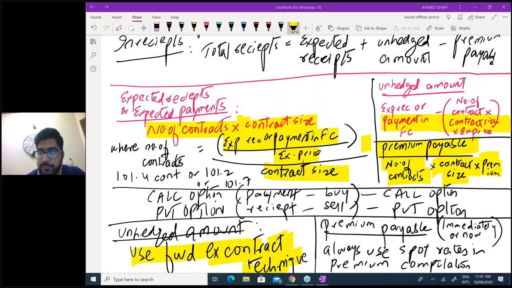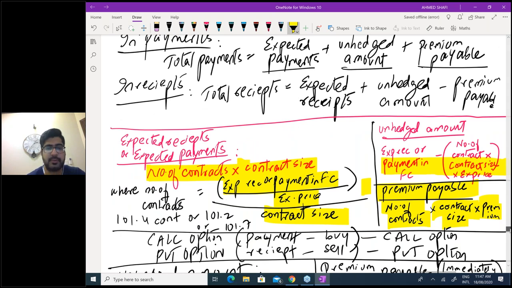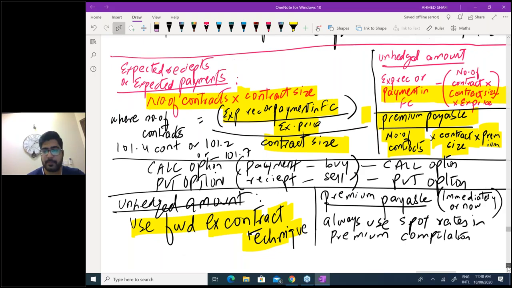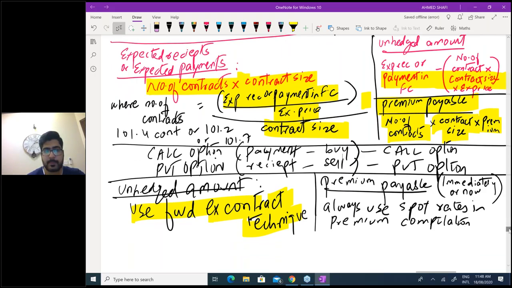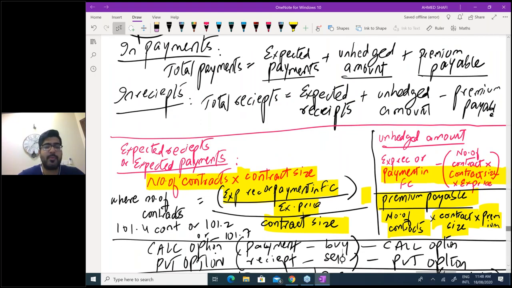Okay, so what did I teach you about options? Because that's the main stuff. Just a quick recap. The formula for payments is expected payments plus unhedged plus premium payable. The formula for receipts is expected receipts plus unhedged minus premium payable. Whenever you enter into an option, you have to pay premium. Premium increases your cost, so in payments you add it, but it reduces your receipts, so in receipts you deduct it.